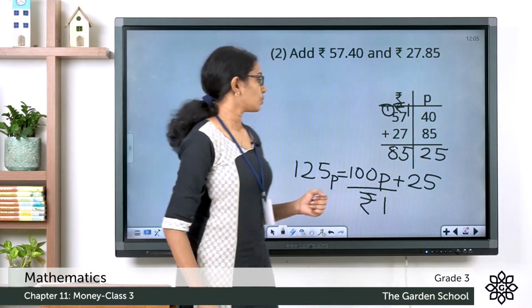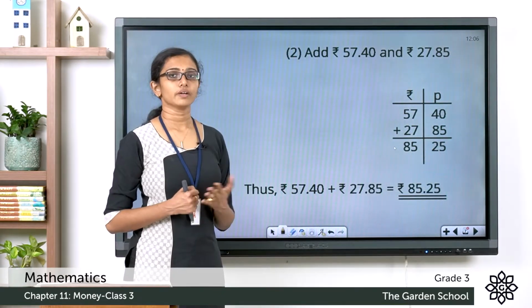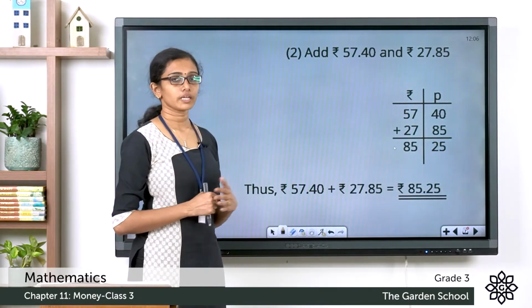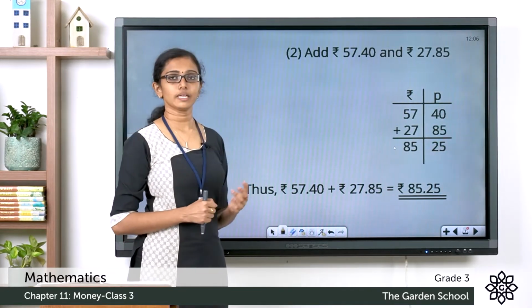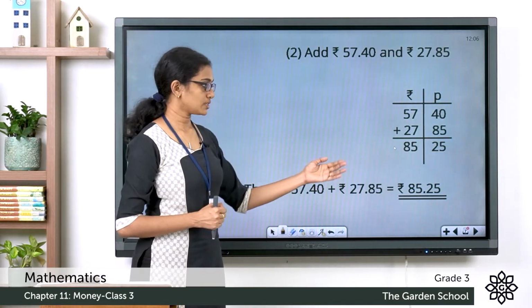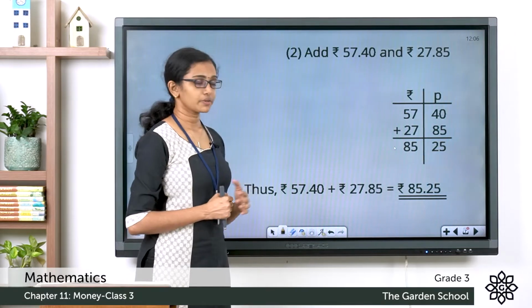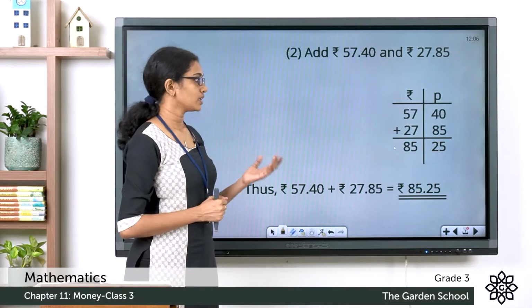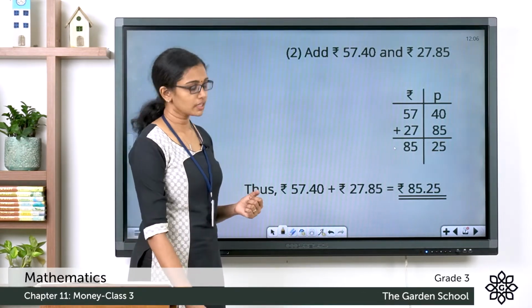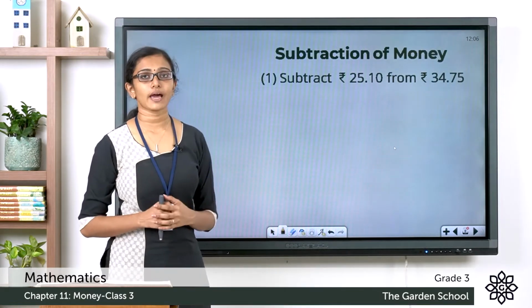Now, what is the sum? The total amount is 57 rupee 40 paise plus 27 rupee 85 paise is equal to a total amount of 85 rupee 25 paise. So that was about addition. Now let's see how we can subtract money.